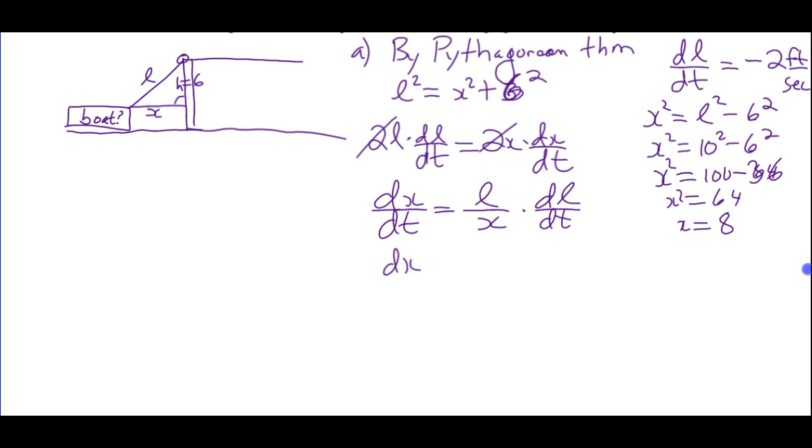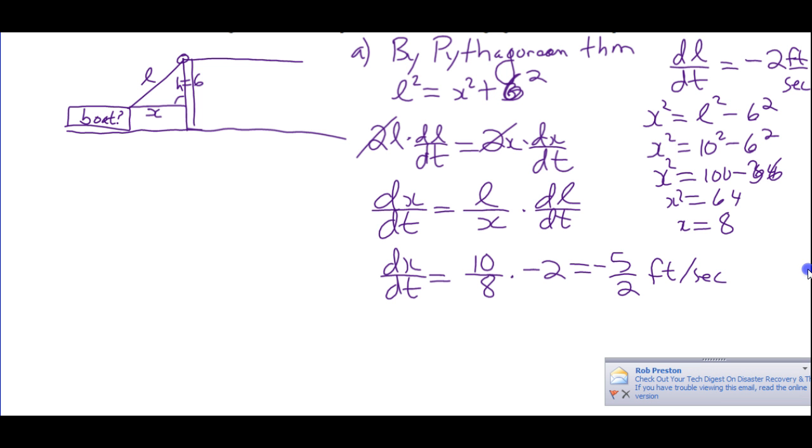Okay, so dx by dt is equal to 10 over 8 times negative 2, which is 10 over 4, 5 over 2, negative 5 over 2 feet per second. So the boat is moving toward the dock at negative 5 halves, or some of you might say negative 2.5 feet per second, because x is shrinking.